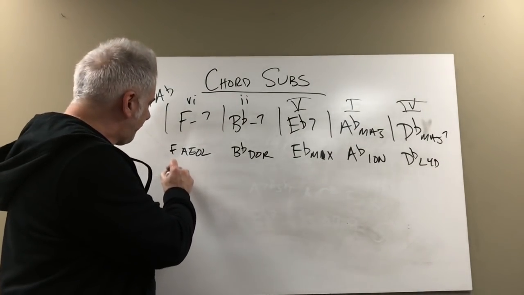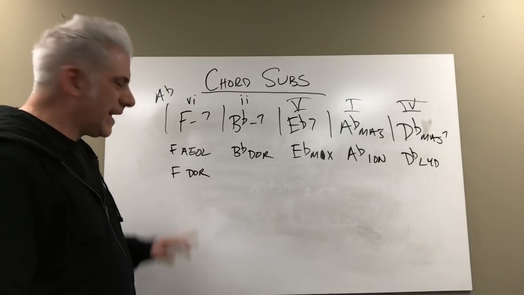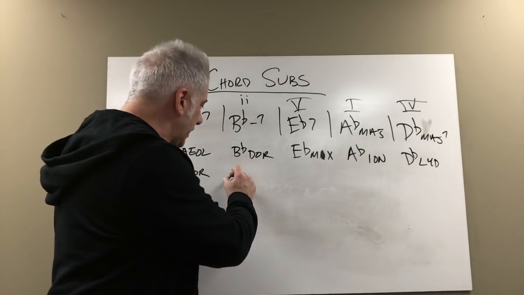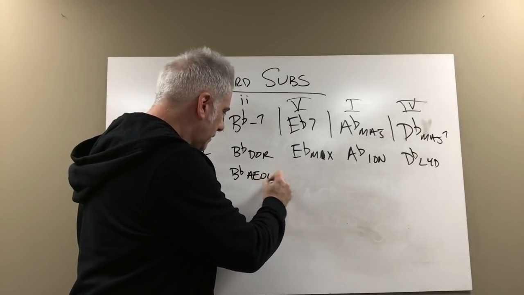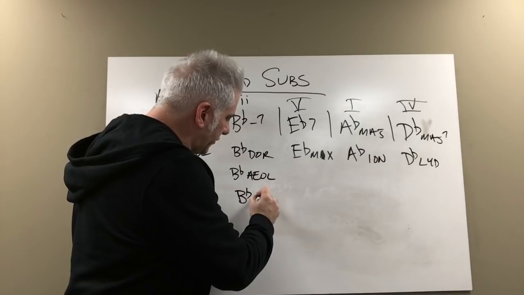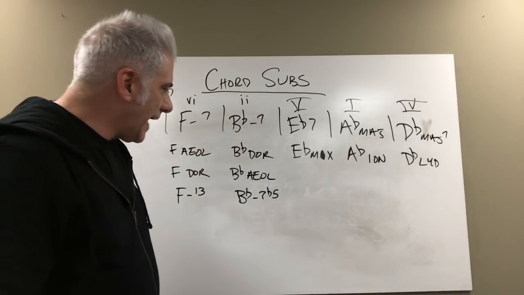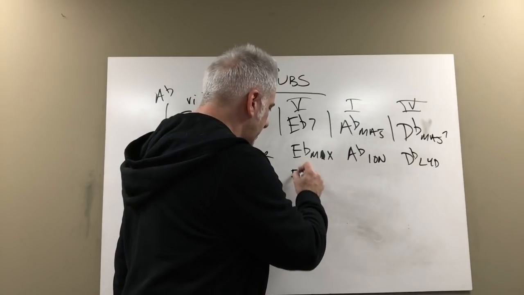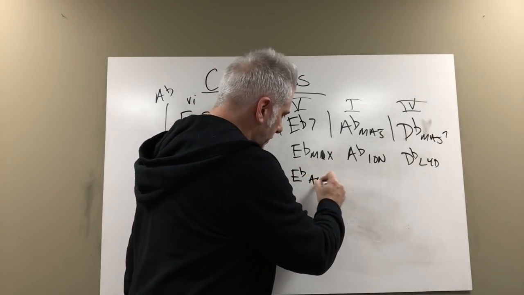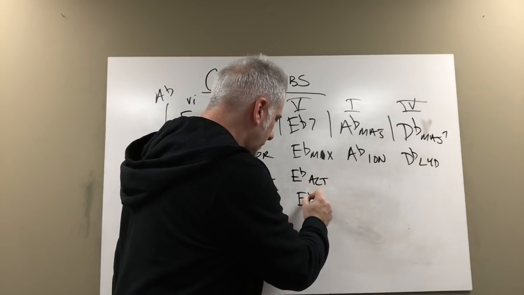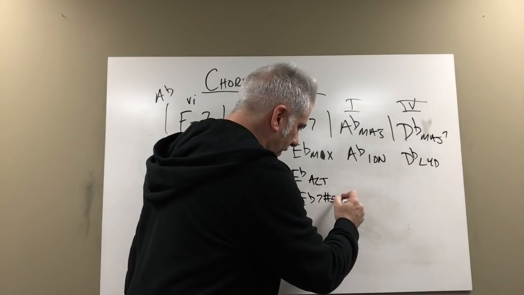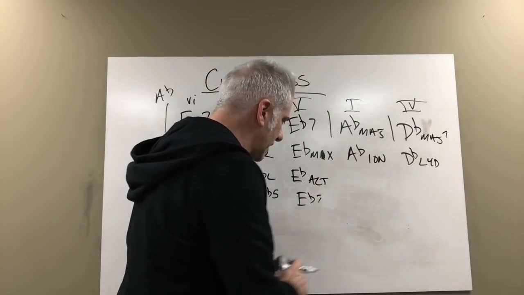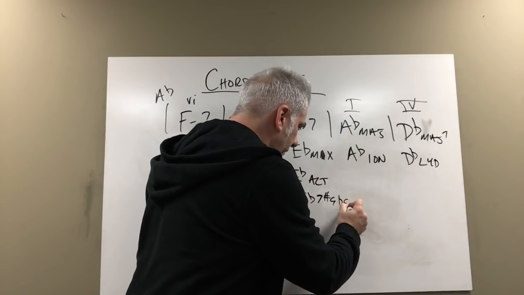I could actually play F Dorian, which would give me an F minor 13 chord. I could make this B flat Aeolian, which would give me, let's say, a B flat minor 7 flat 6 voicing. On this E flat chord, I could substitute an E flat altered dominant, like E flat 7 sharp 5 sharp 9 flat 5, whatever, it doesn't matter. Any combination of altered sevenths and fifths, something like that.